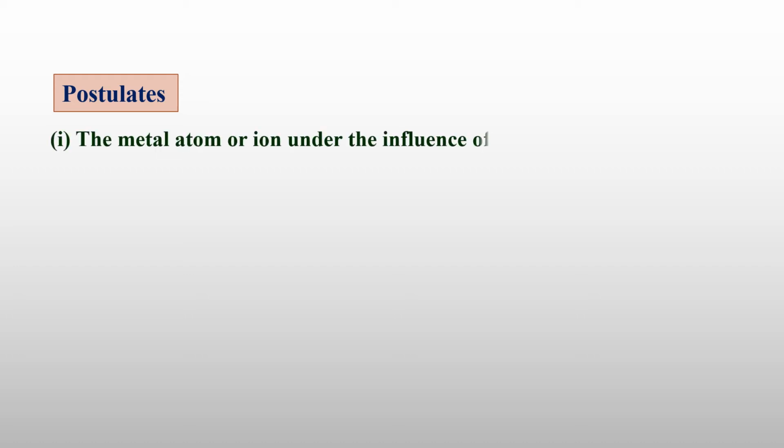Now, what are the postulates of valence bond theory? In the postulates, the metal atom or ion under the influence of ligands can use (n-1)d or ns, np. (n-1)d means the penultimate shell, and ns and np mean the valence shell. So the metal atom or ion under the influence of ligands can use penultimate or valence shells.